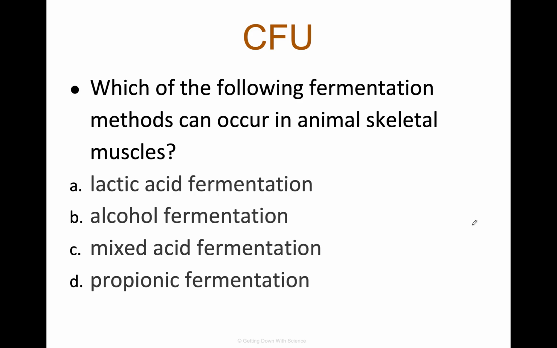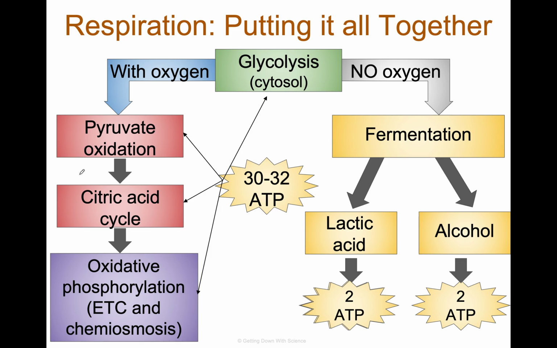Okay, fermentation methods that can occur in animal skeletal muscles: lactic acid fermentation. Okay, here is putting it all together. This is sort of like a flow chart. So everything starts with glycolysis in the cytosol. We eat food as heterotrophs. Autotrophs just went through photosynthesis. So we have a molecule of glucose that's going to enter glycolysis in the cytosol.